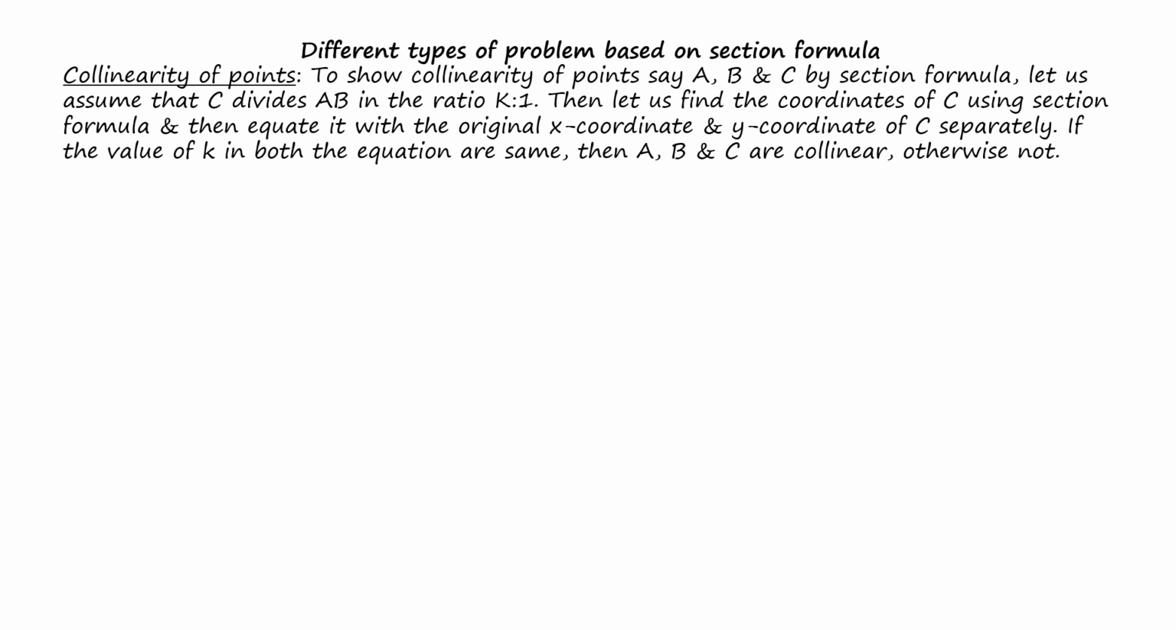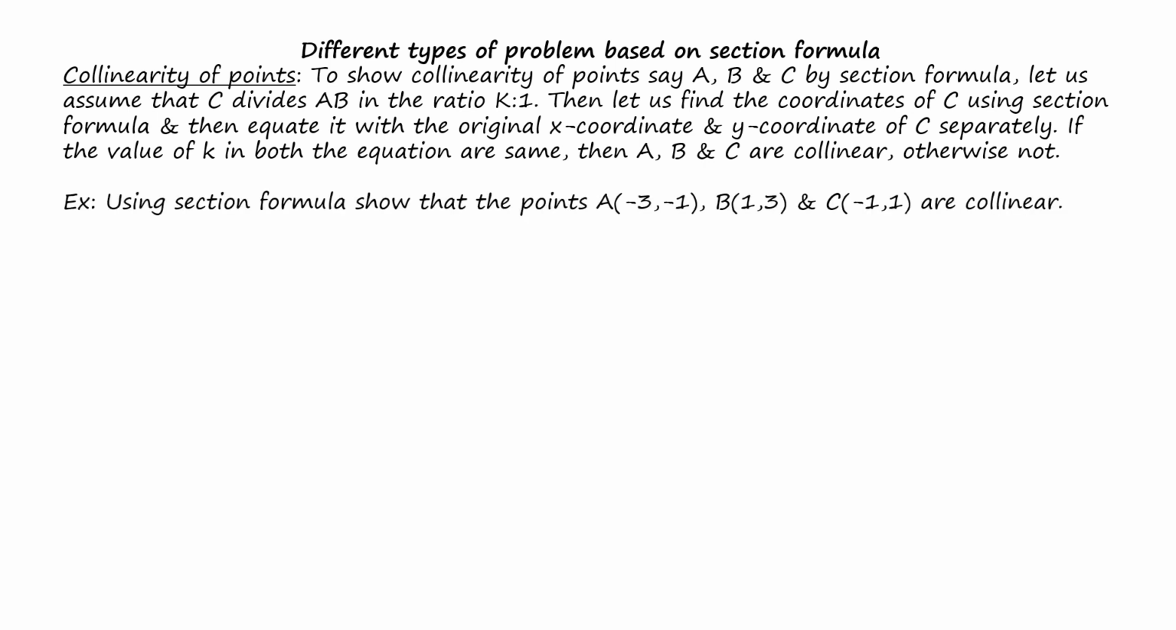Then let us find the coordinates of C using the section formula and equate them with the original x coordinate and y coordinate of C separately. If the value of k in both equations is the same, then we can say A, B and C are collinear. Otherwise, they are not. Let's see an example.